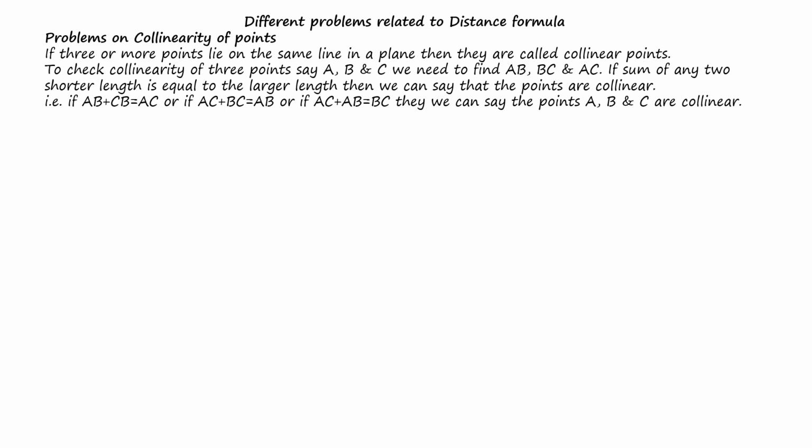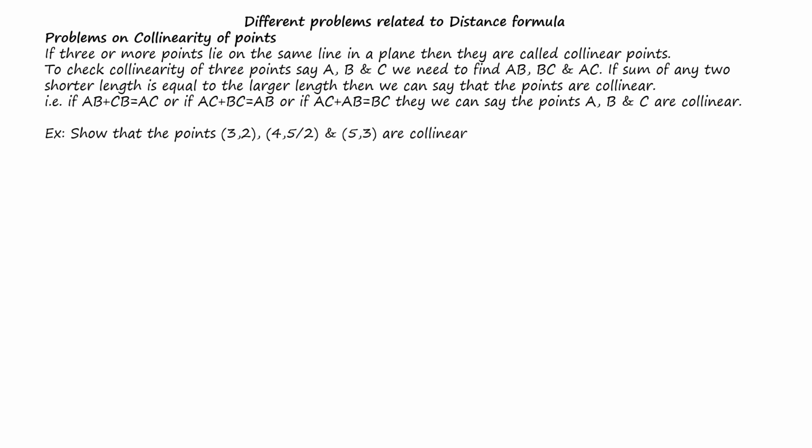If the sum of any two shorter lengths is equal to the larger length, then we can say that the points are collinear. That means if AB plus CB equals AC, or if AC plus BC equals AB, or if AC plus AB equals BC, then we can say that the points A, B and C are collinear. Let's see an example.